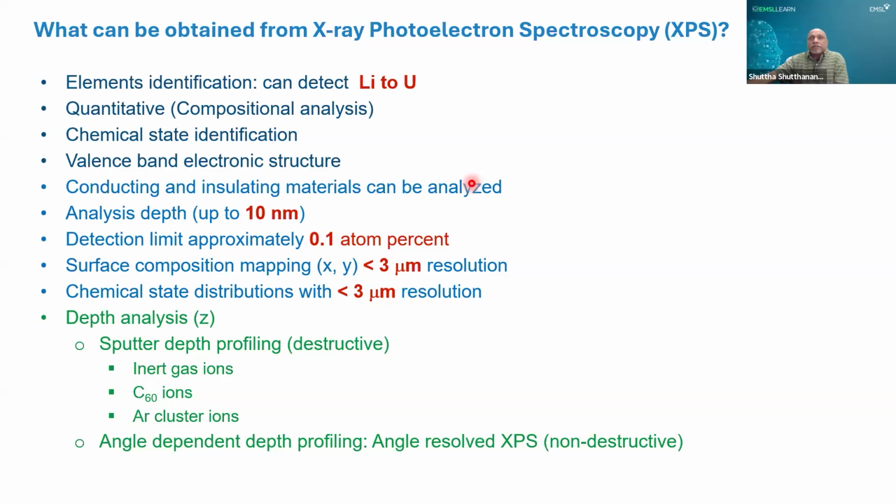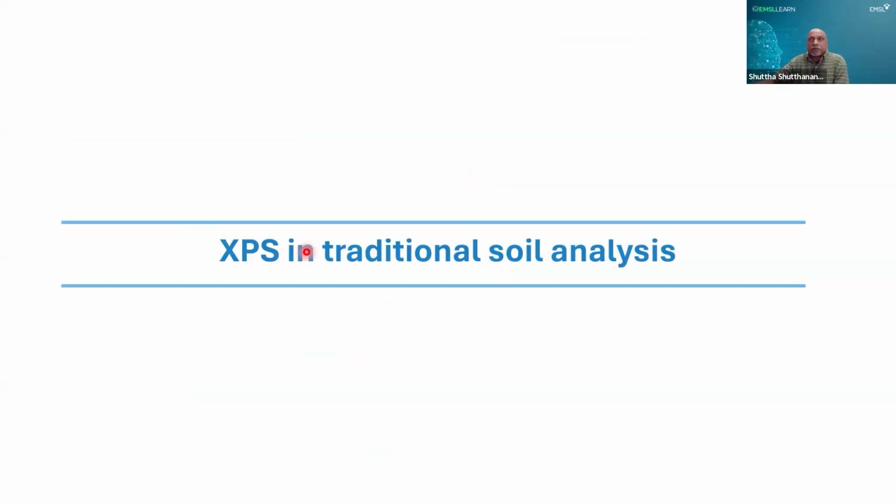Okay. So this is the snapshot of the photoelectron spectroscopy. So we can basically measure from lithium to uranium. We can get quantitative analysis. As I mentioned, we can get nice chemical information, chemical state information, and the analysis depth is around 10 nanometers, and the detection limit is around 0.1 atomic percentage. Okay, so now I am going to show you how we can use XPS in traditional soil analysis.